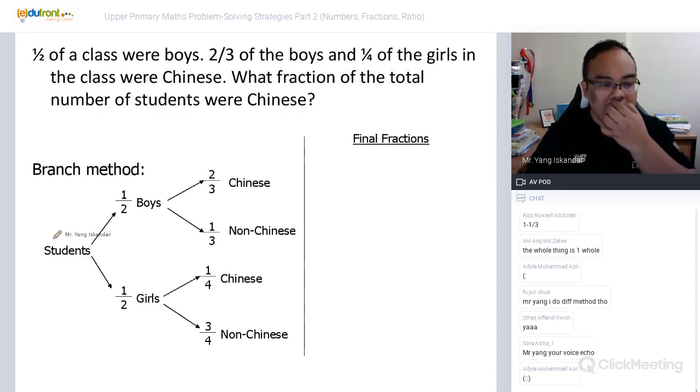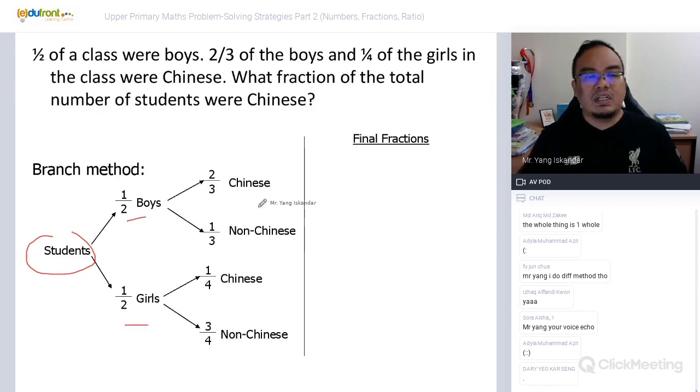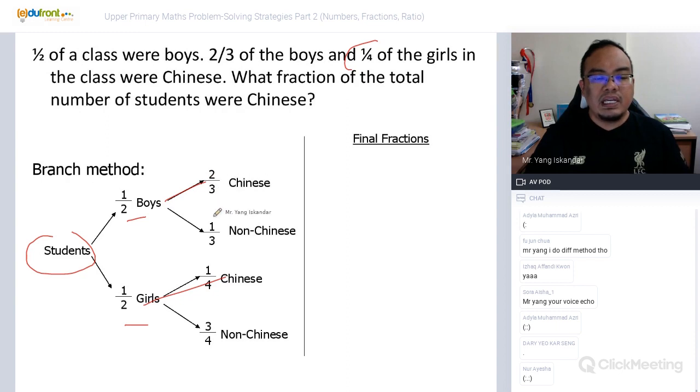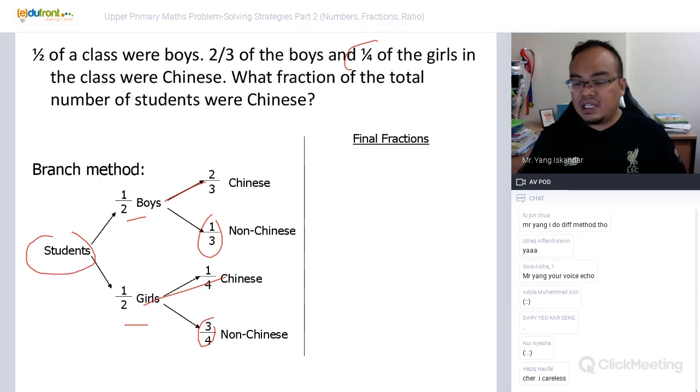So the number of students, this is 1 whole, right? Half of the students are boys, so the remainder, the other half, must be girls. 2/3 of the boys were Chinese, so you draw a branch up and you put 2/3 here. And for the girls, 1/4 were Chinese, so you put a branch up here, 1/4. If you get 2/3 here, this must be 1/3. If this is 1/4, this must be 3/4.